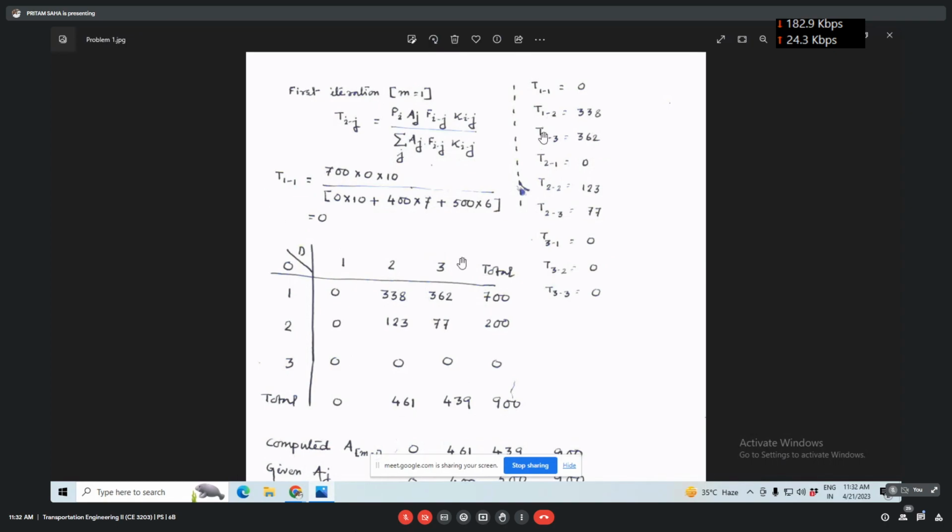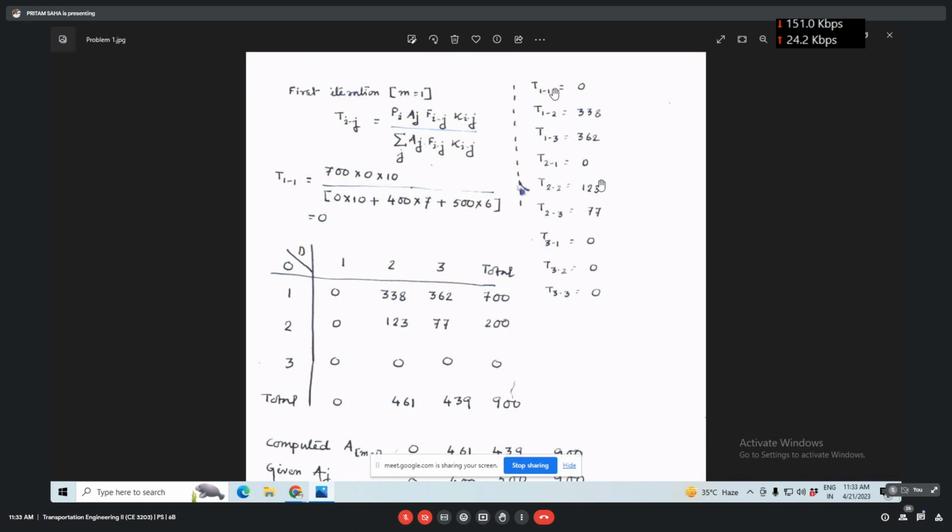Similarly, I have determined the values for T12, T13, and all up to T33. You can also make an attempt to determine these values. Please calculate any of these values, and if you have any problem, please do let me know. Once you have computed these values, you will get this OD matrix.